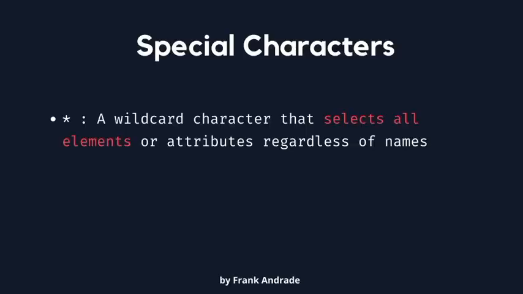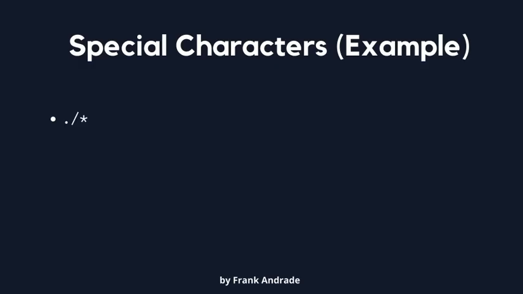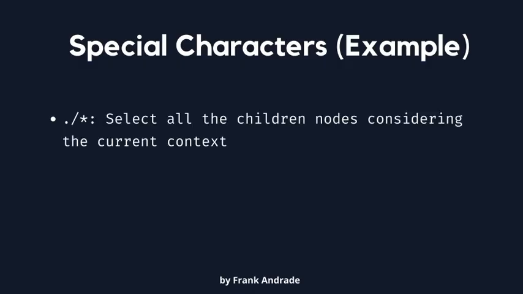Now we have the asterisk character, which is a wildcard character that selects all elements or attributes regardless of names. As an exercise, try to guess what these characters mean together. You can pause the video to figure it out if you want. So these characters together select all the children nodes considering the current context. This means that all the children elements will be matched. So this is the opposite of that double dot character that gives you the parent node.